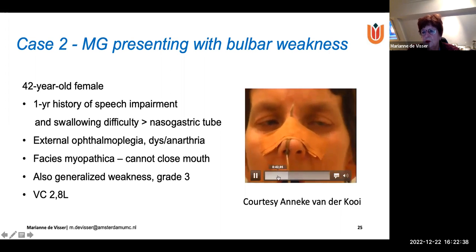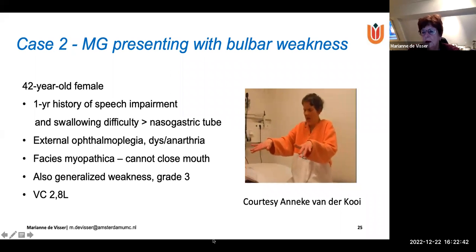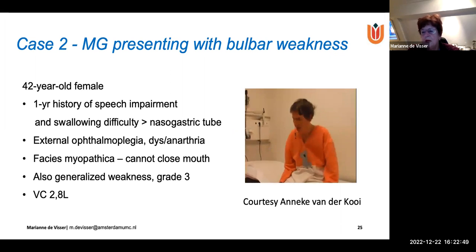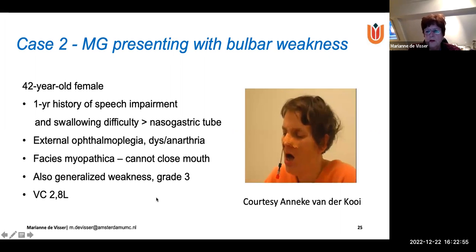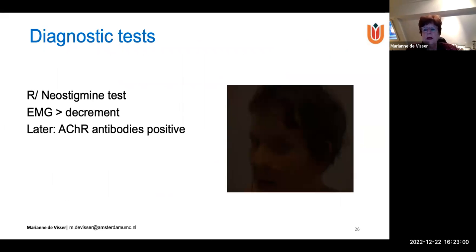Well, this shows the ophthalmoplegia, and this shows that she has difficulty extending and raising her arms, and you can clearly see on both sides that she has finger extensor weakness. So she was subjected to some diagnostic tests. First, a neostigmine test, and that dramatically improved her symptoms, as you can see.